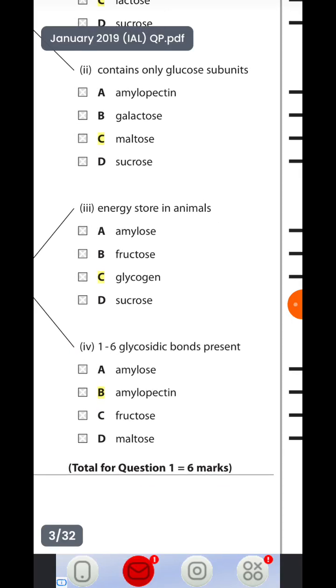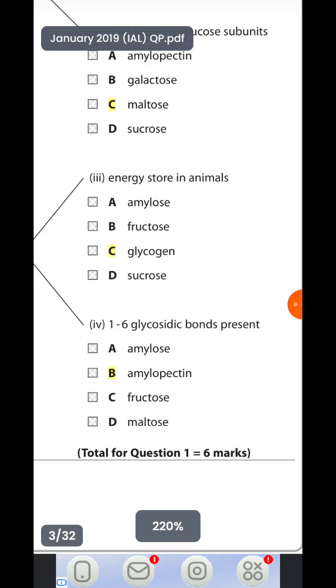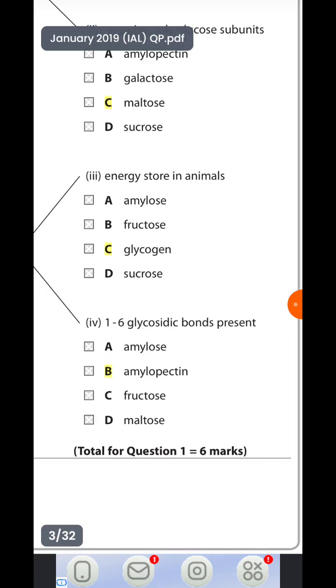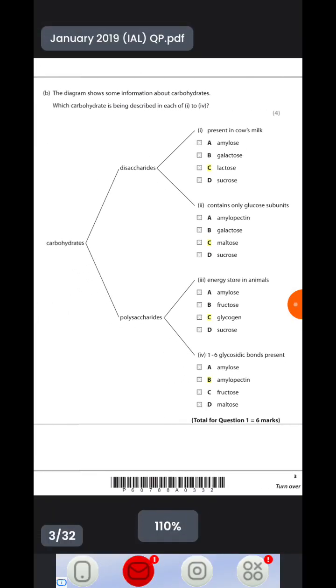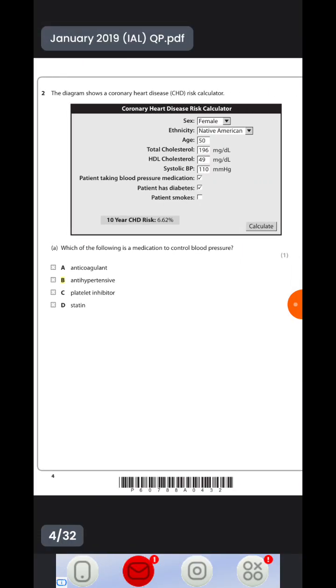But if a polysaccharide is branched, therefore, it also has 1,6 glycosidic bonds. So here only amylopectin is branched. Therefore, it has 1,6 glycosidic bonds as well. And the ones which have only 1,4 glycosidic bonds mostly have a helical structure. Okay. Next part. Question number 2.